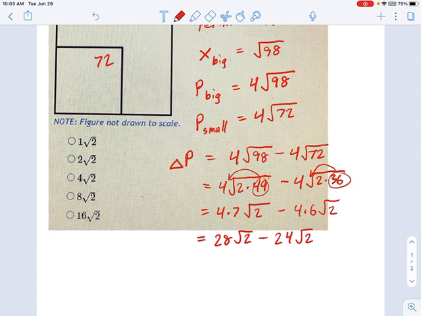How many radical 2's do I have? Well, 28 of them over here, 24 of them over there. That gives me 4 radical 2's total. So here's my answer.